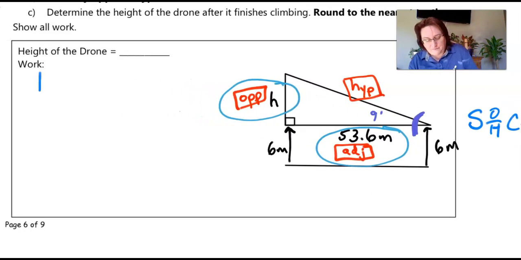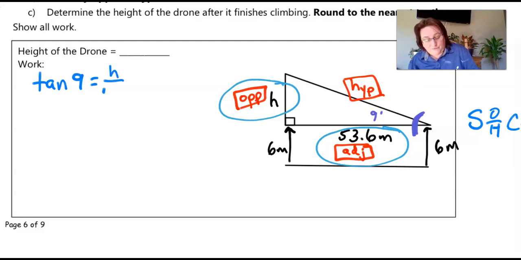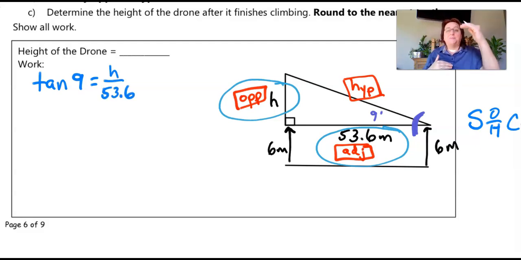All right, so we have the tangent of what? What should I put after the trig function? Yeah, I'm going to put the angle measurement. So the tangent of 9, which is our reference angle, equals, okay, guys, which one of the following ratios is the correct one to use? Did you guys say H over 53.6? That's opposite over adjacent. Okay, all right, so now we've got it set up.